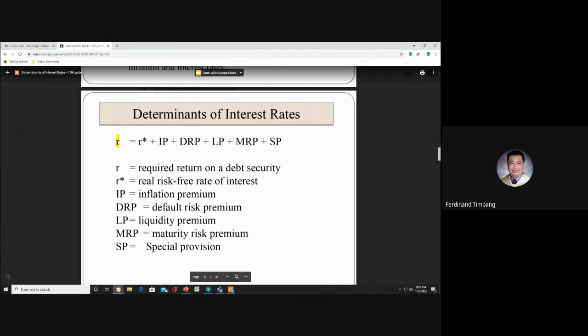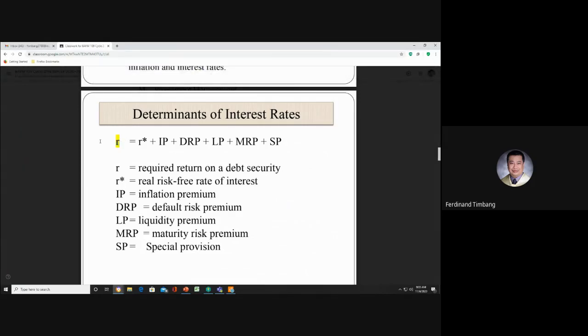So, itong R natin na to, again, that is the nominal rate. So, every time we compute for the nominal rate, these are the to be included or inclusion. So, yan ang mga inclusion natin palagi. Okay, but that depends if it is a government security or corporate security. So, depende kung corporate security yan or government security.